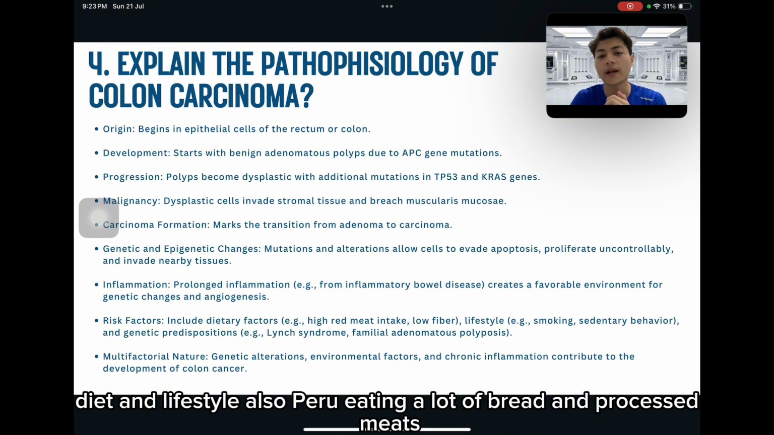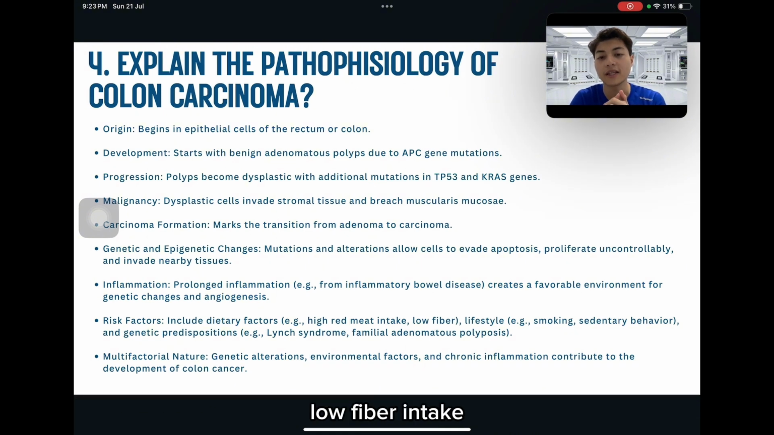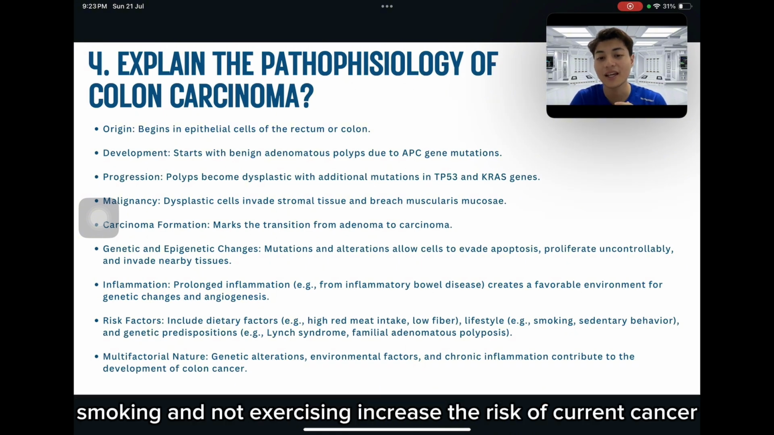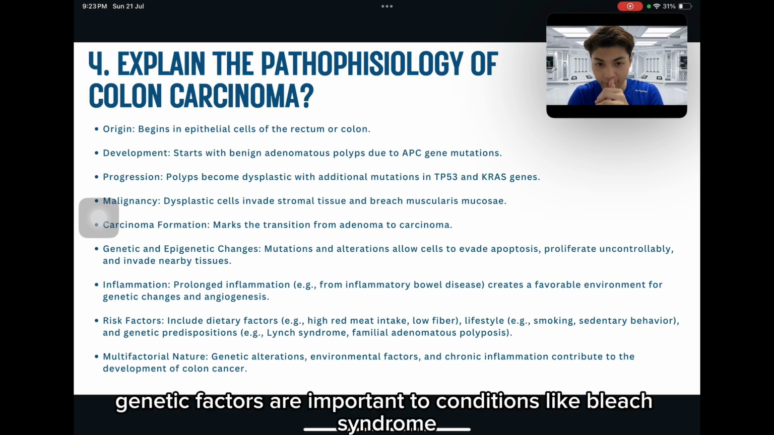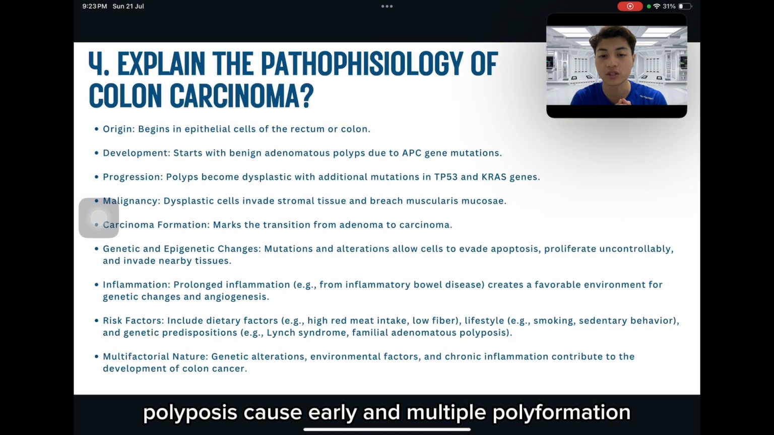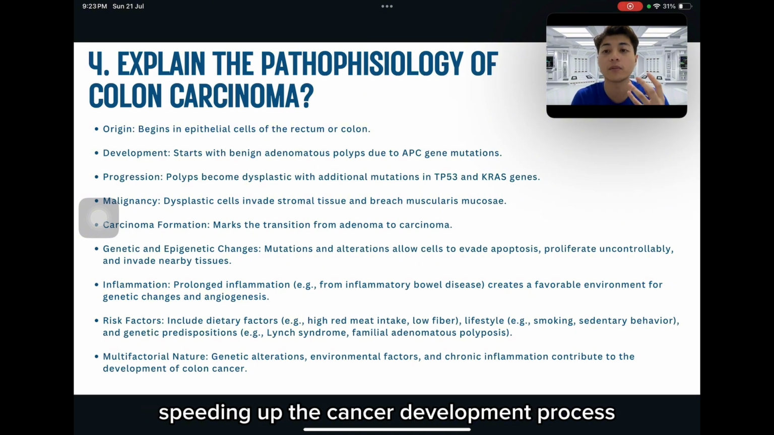Eating a lot of red and processed meats, low fiber intake, smoking, and not exercising increase the risk of colon cancer. Genetic factors are important too. Conditions like Lynch syndrome and familial adenomatous polyposis cause early and multiple polyp formation, speeding up the cancer development process.